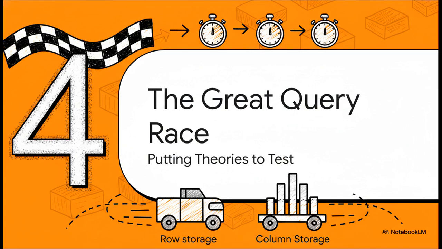Okay, so we have our two contenders, Team Row and Team Column. Now it's time to see which one actually performs better. We're going to run 3 different kinds of queries and see who wins the great query race. And to keep it fair, no special indexes. We're talking about raw storage performance.